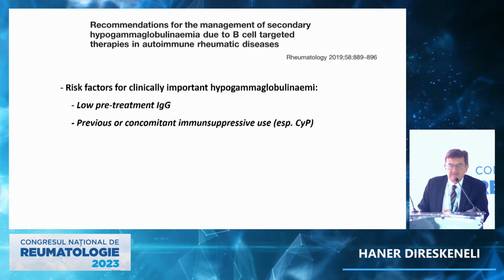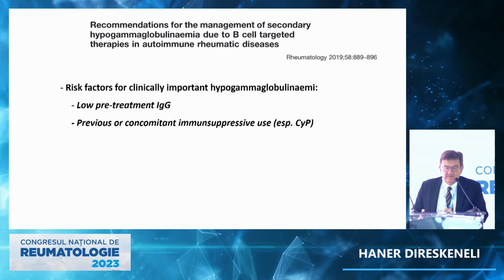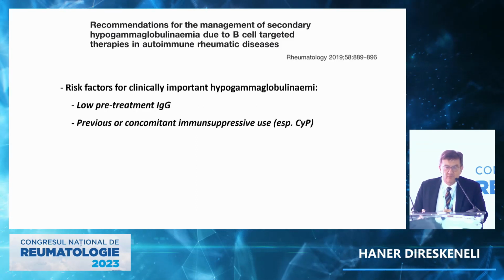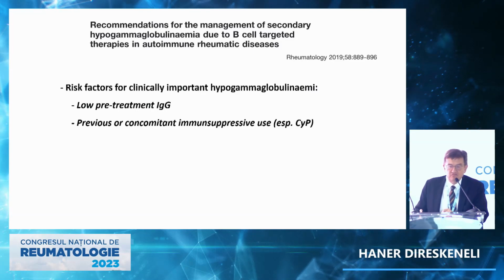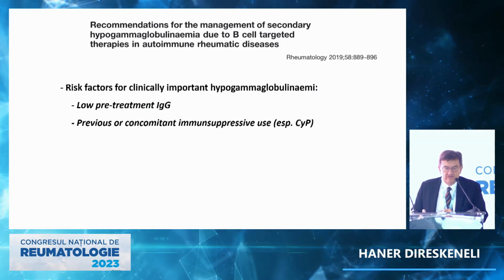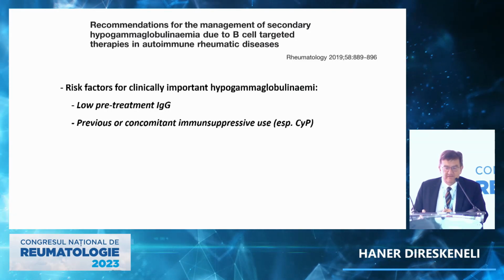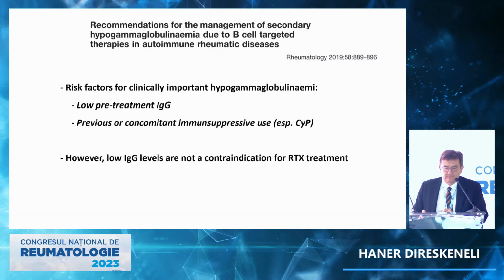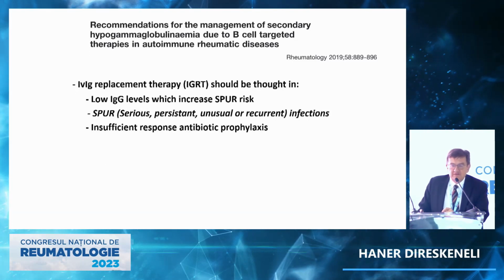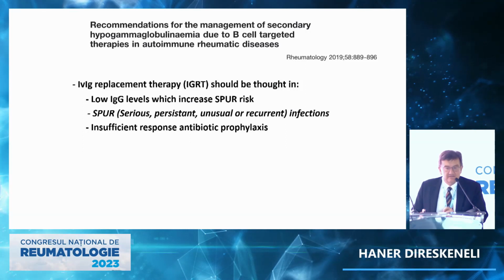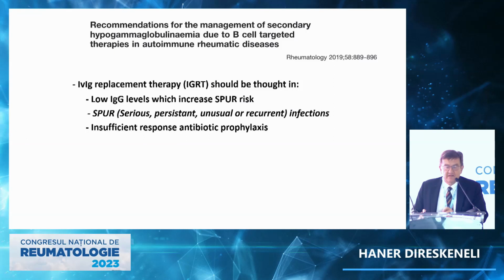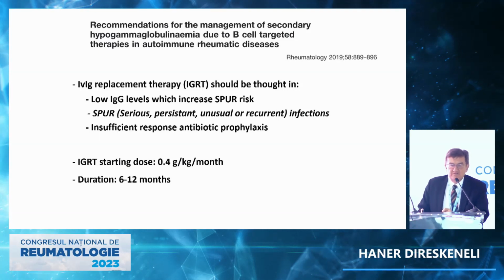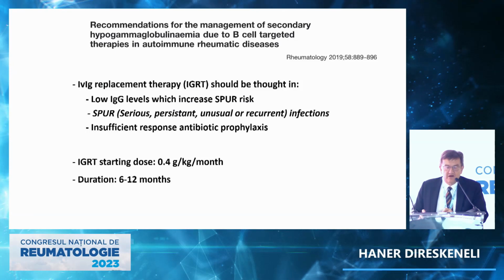So, what is suggested? First of all, IgG replacement should be assessed in patients with major risk factors for hypogammaglobulinemia, low pretreatment IgG levels, and especially previous or concomitant cyclophosphamide use. These two factors affect hypogammaglobulinemia levels. However, low IgG levels are not a direct contraindication for rituximab treatment. IV replacement therapy should be considered in low IgG levels with serious, persistent, unusual, or recurrent infections, and if there is an insufficient response to antibiotic prophylaxis. IgG starting dose is suggested to be 0.4 grams per kilogram per month with a duration up to 12 months.